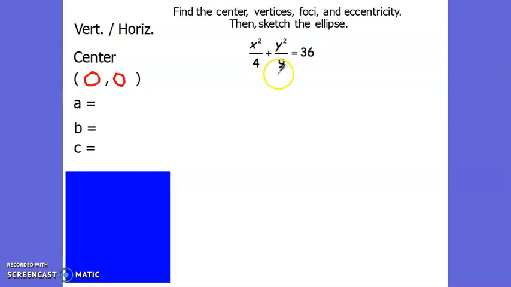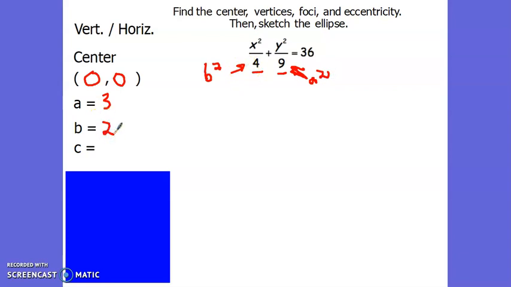A is always the larger number, so again 9 is greater than 4, which means that's a squared right there. A squared equals 9, A is equal to 3. That makes 4 into b squared, because 9 was our a squared. And b would be 2.